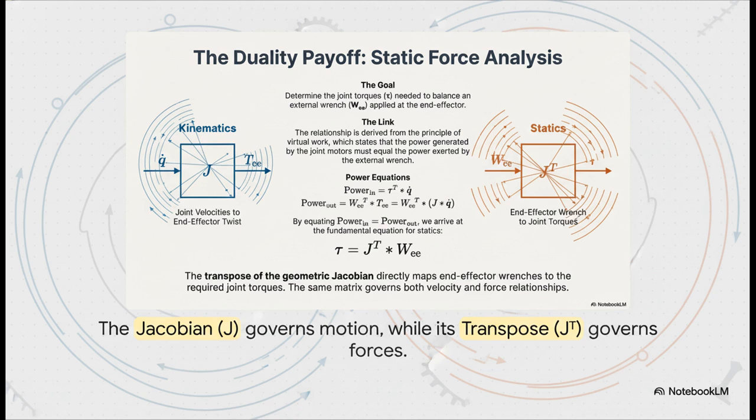On the right, you've got statics. Say an external force, a wrench, is applied to the end effector. How much torque do we need at each motor to fight against that force? Well, the answer is given by the Jacobian transpose. The exact same matrix that connects velocities also connects forces. It's an absolutely beautiful, profound symmetry.